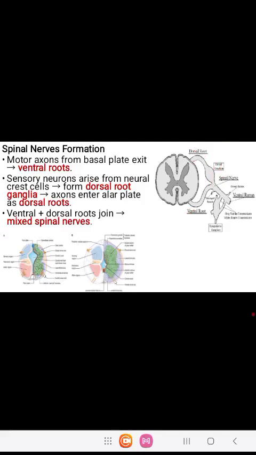Okay, and you can see that also from the diagram below. You can see how the nerves either exit, leaving the basal plate, or enter through the alar plate.